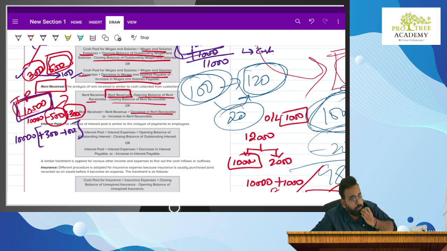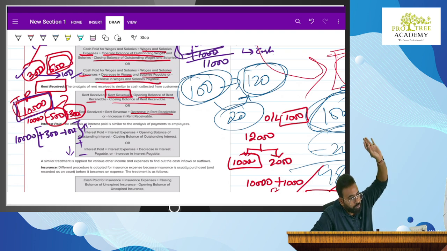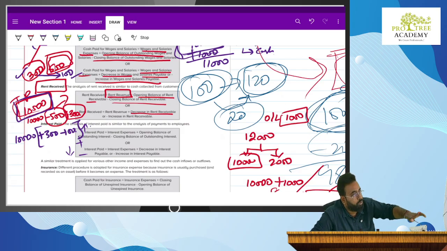Correct or no, sir? Put it in the bracket. If it is increase, it will be plus. If it is decrease, it will be minus. Why is the decrease plus? Because I am able to collect more cash from my receivable. I am leaving less receivable. Because I started with an opening balance of 300, but now I have come down to 100. So I am in a better position of collecting the cash. Answer is yes.